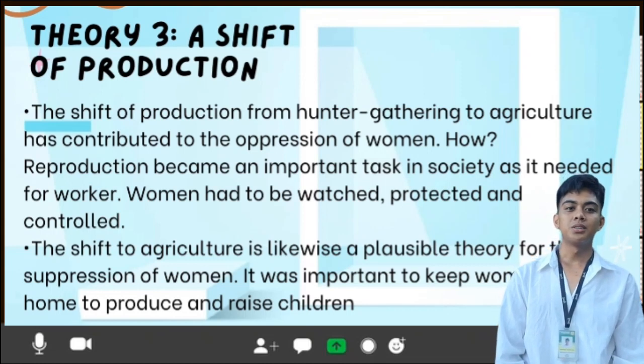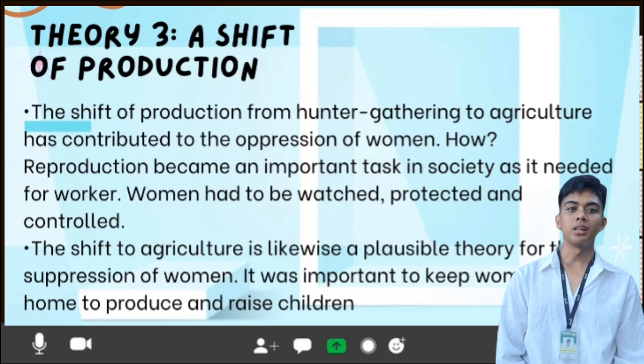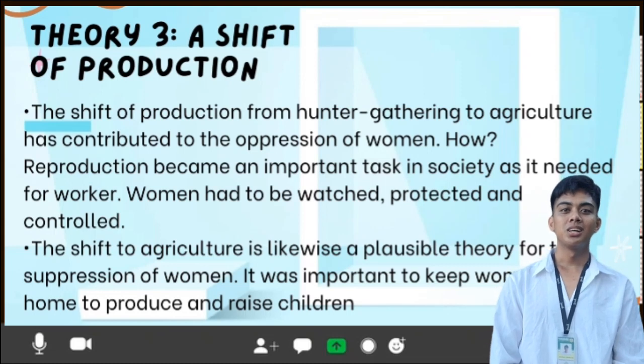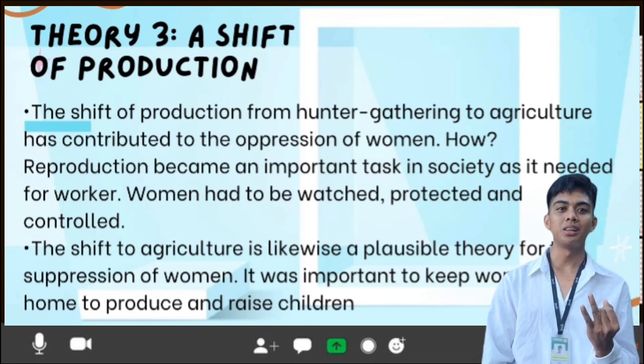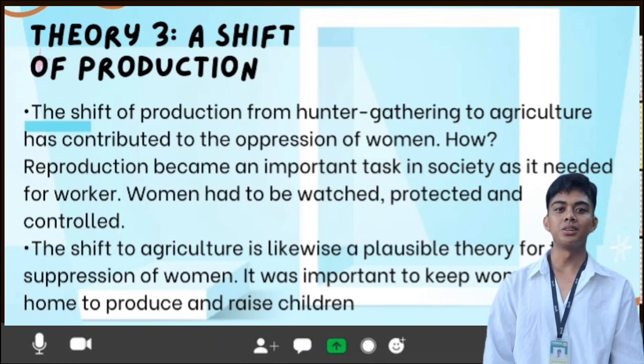The shift to agriculture is likewise a plausible theory for the suppression of women. It was important to keep women at home to produce and raise children. This means the woman's roles include childbearing, staying at home, and taking care of their children. But this is one of the stereotypes about women that we should not normalize, as it causes limitation and discrimination against women.